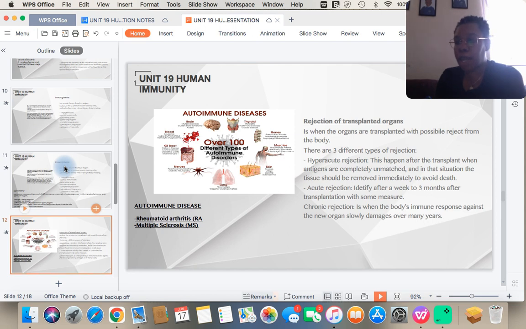Rejection of transplant: a transplant may be rejected by our body. There are 3 different types. Hyperacute rejection happens right after transplant when antigens are completely unmatched. In this situation, they have to remove it immediately. Acute rejection is identified from a week to 3 months after transplant. Chronic rejection is when the body's immune response against the new organ slowly damages it over many years.